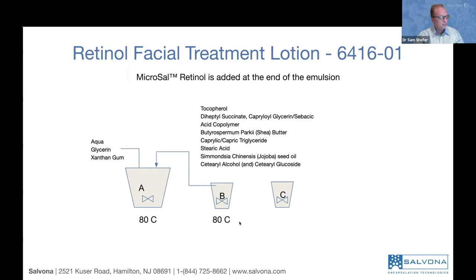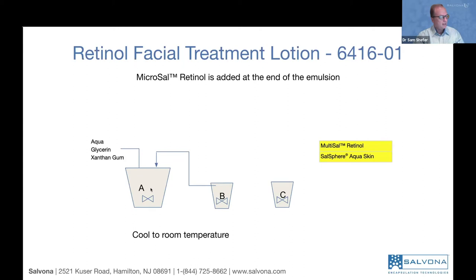Now we have to wait until the temperature cools down, and we start to prepare vessel number C. Vessel number C contains the retinol and the AquaSkin, two technologies. When this is mixed, and A has reached room temperature, then we take C and add it back to A. This is the process to manufacture the product.